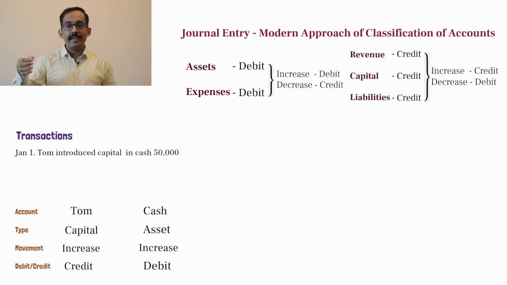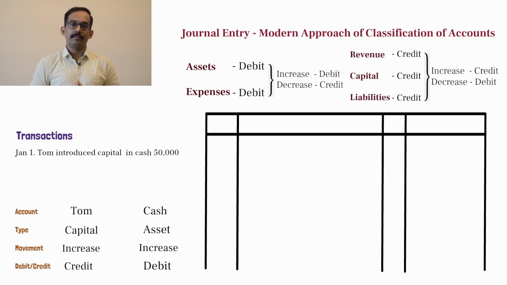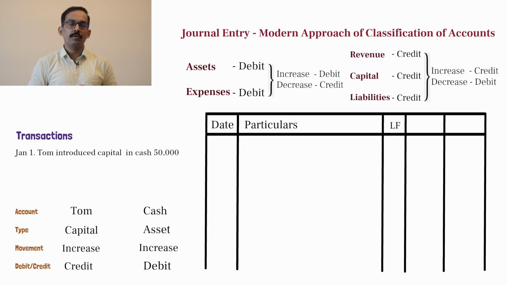So the entry is cash account debit to capital account. Cash is debited, capital is credited. So now come to the journal book. Now the date column, January 1. In the particulars column we have to mention the accounts that are debited and credited along with the narration of the transaction. In the debit amount column, the amount that has to be debited to the respective account, and in the credit amount column, the amount that has to be credited to the respective account.